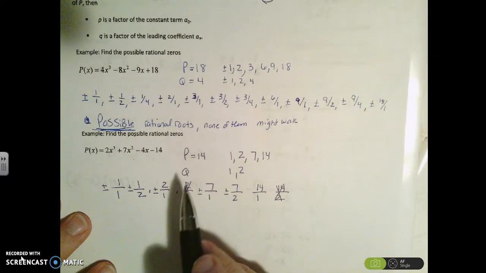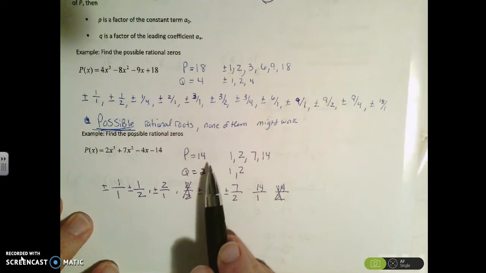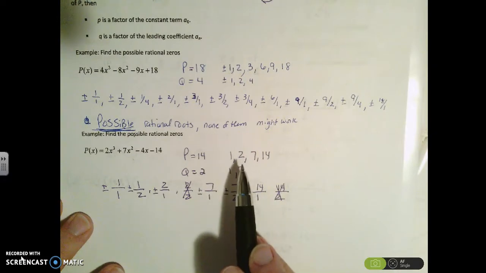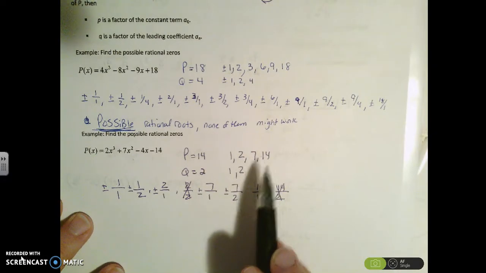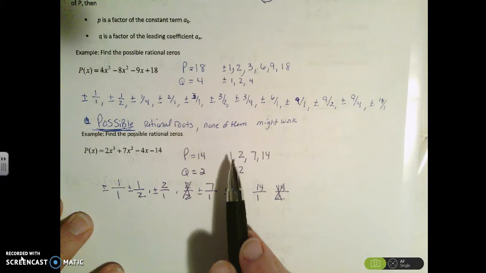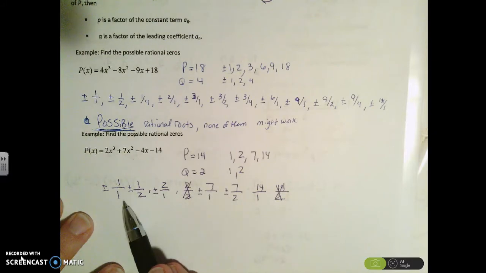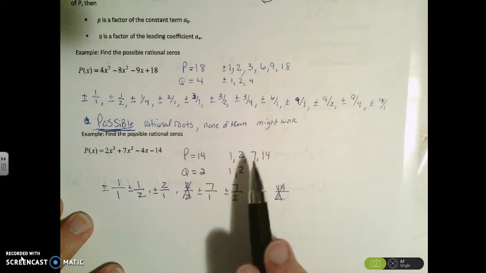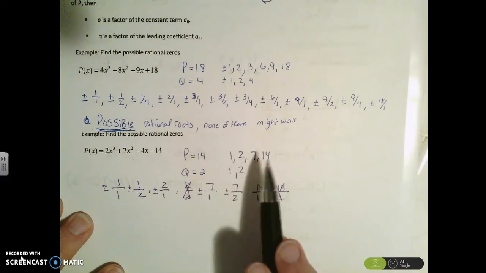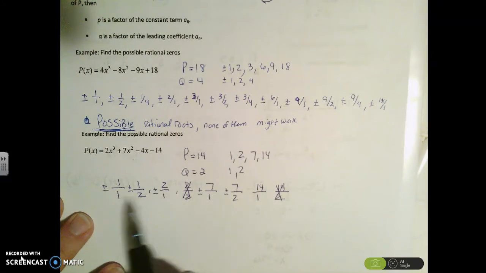Here we have another example. We have p and q. Q is 2, I forgot to write that. To find all of our possible rational roots, we write all of the factors of p: 1, 2, 7, and 14. Then all the factors of q, which are 1 and 2. Then we write all of our possible roots. 1 over 1, 1 over 2, 2 over 1, 2 over 2. Notice I X'd that one out because that's the same thing as 1. 7 over 1, 7 over 2, 14 over 1, 14 over 2. I X'd that one out because that's the same thing as 7. All of these potentially could be plus or minus those roots.